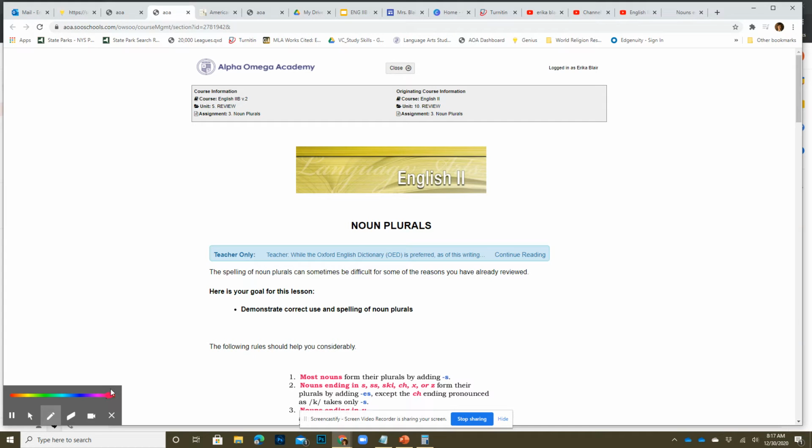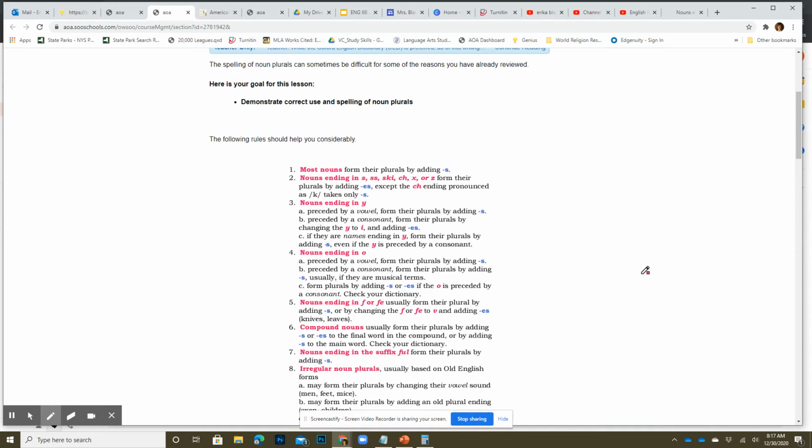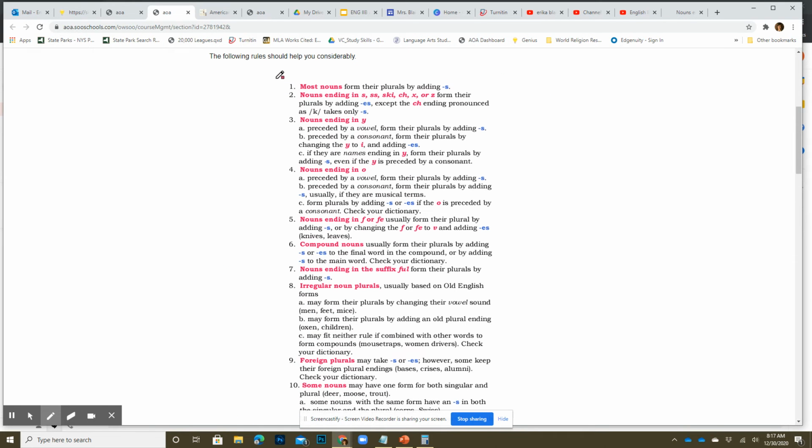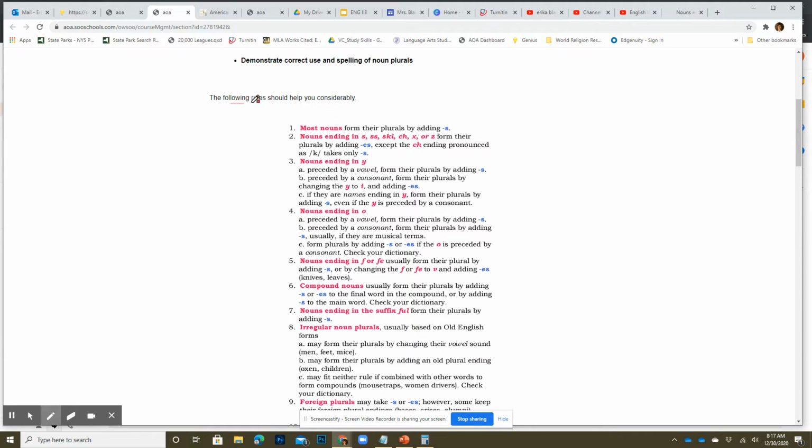Hello, students. Let's look at Unit 5, Assignment 3. This is plural nouns. Again, this is all a review. All of the lessons in this unit should be review, so this should be some familiar information for you. The list here is very handy. It's a handy-dandy little list of noun rules. So let's look at some of them.